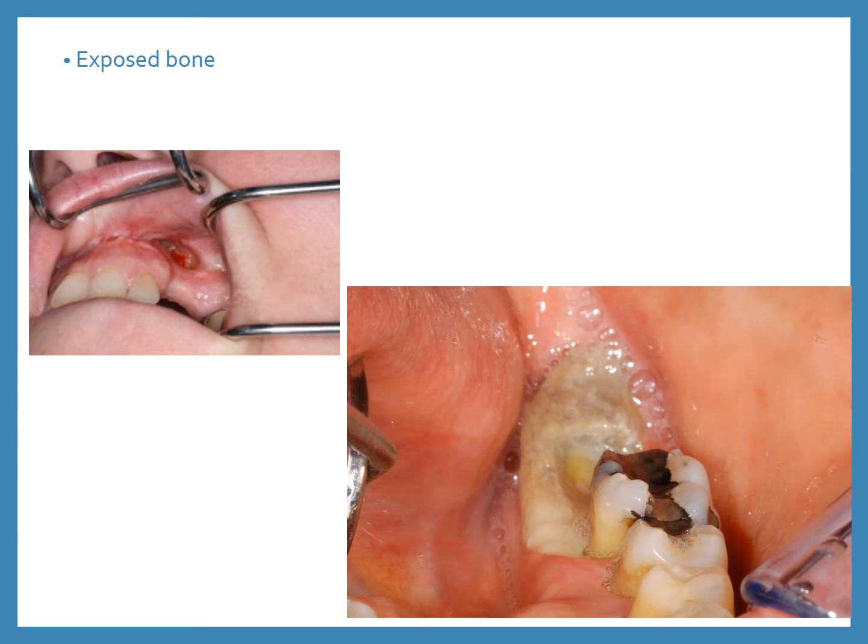So this is how a defect could develop in the bone, and you can see in the image here there is exposed bone devoid of superficial alveolar mucosal tissue covering the bone. This exposed bone is extremely painful and is difficult to heal.